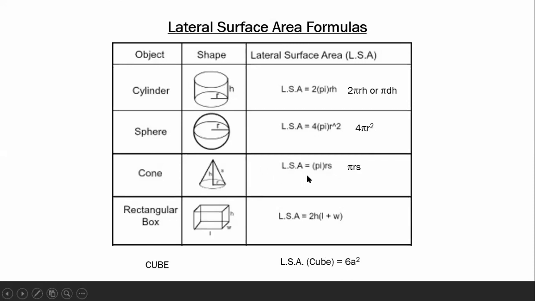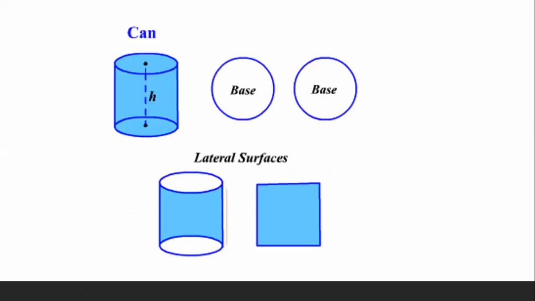Next, we have the rectangular box, 2h times L plus W. And last one, we have the cube. The LSA of the cube is equal to 6a squared.